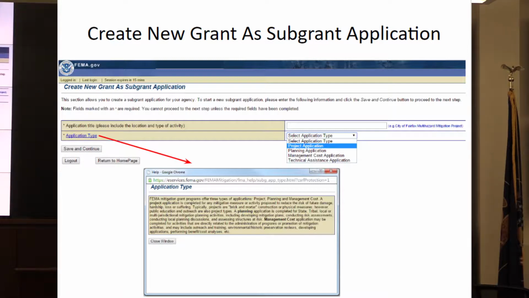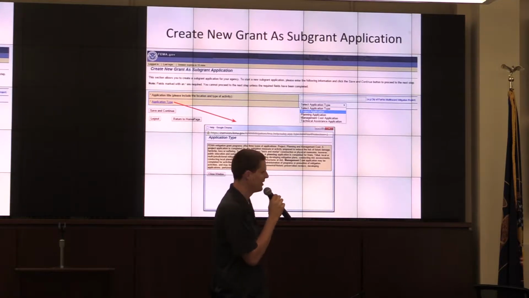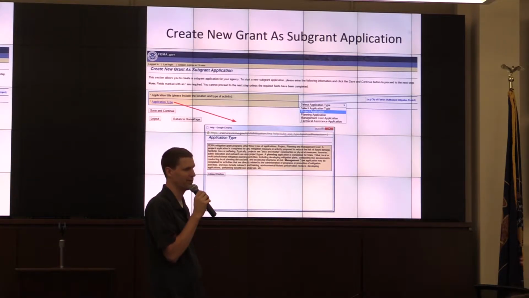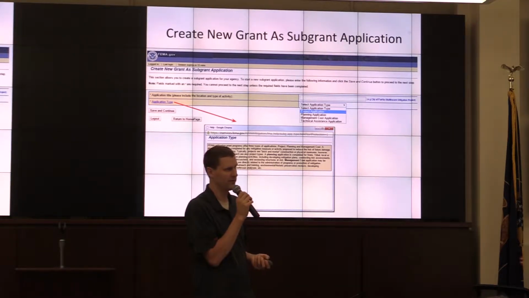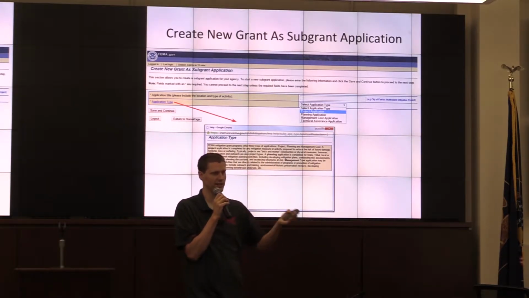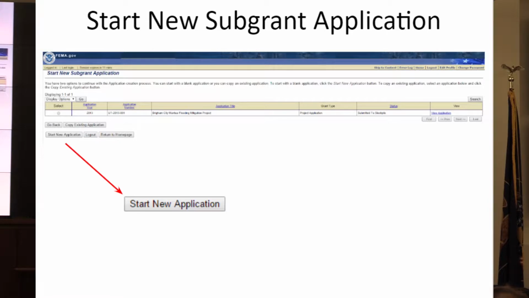and you go to the drop-down menu, and there's a project, a planning, a management cost, and a technical assistance application. You'll just click either project or planning. I've never seen the other ones used, unless you were doing a technical assistance thing. So project or planning, and they'll take you to different screens. The project application has a few more options in eGrants, and the planning one is a little bit more simple. Okay, so you clicked on that, and you want to click on start new application.